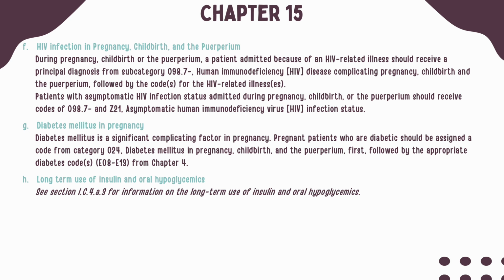When diabetes is present in pregnancy, a code from O24 should be assigned, followed by the appropriate code from categories E08 through E13 in order to identify the type and complication present. When long-term use of insulin or oral hypoglycemics are used, you should follow the guidelines that are outlined in Chapter 4.